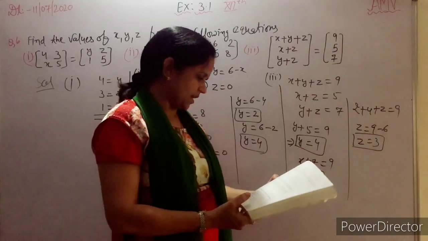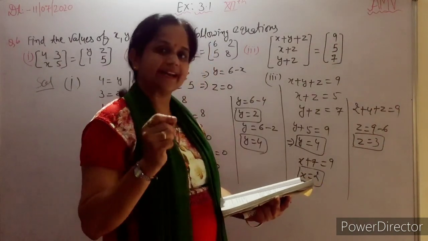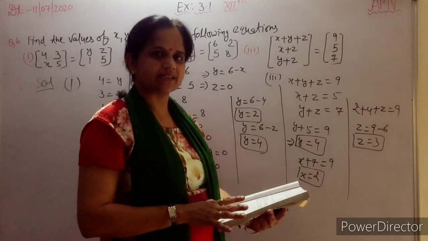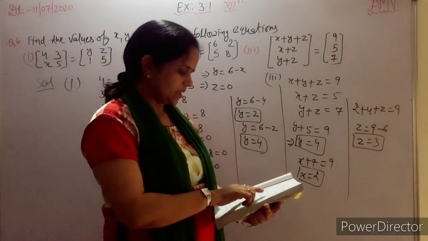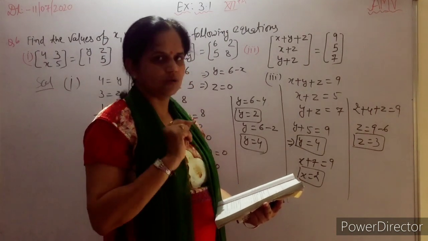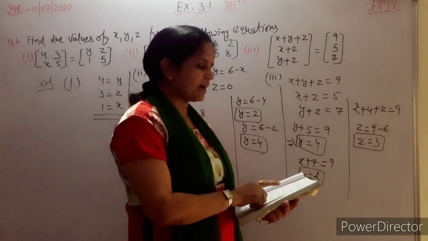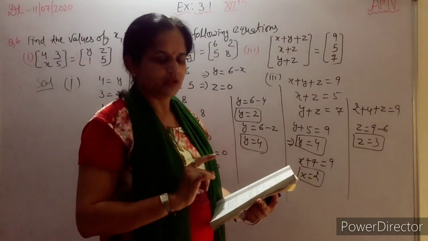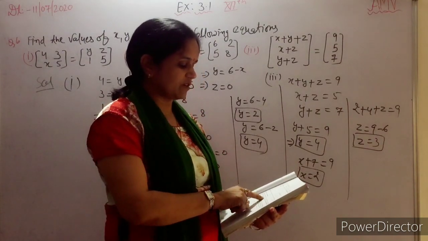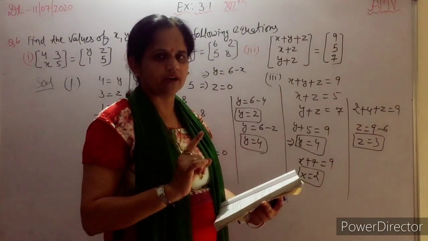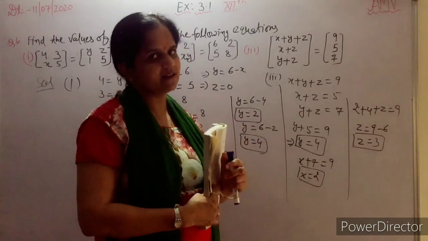Now one MCQ, number 10. The number of all possible matrices of order 3 by 3 with each entry 0 or 1. Okay student, 3 by 3 means the total number of elements will be 9. Okay, and in the place of the 9 elements we can substitute either 0 or 1. Only two possibilities are here.